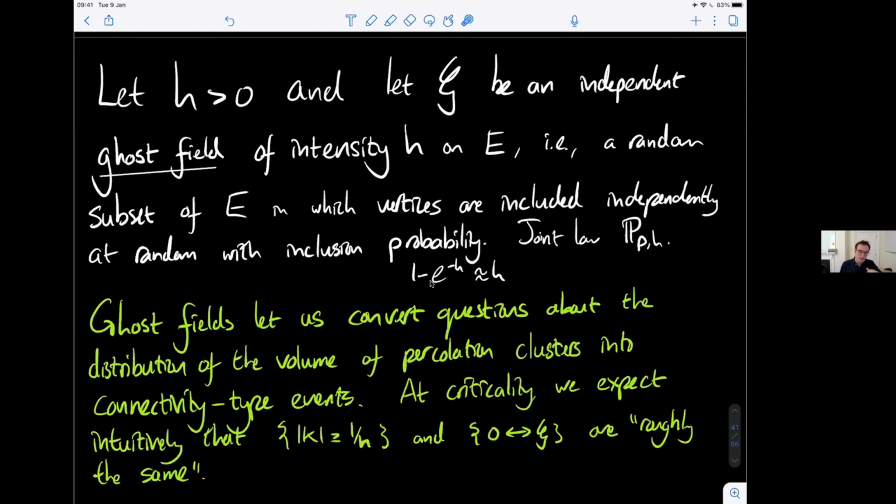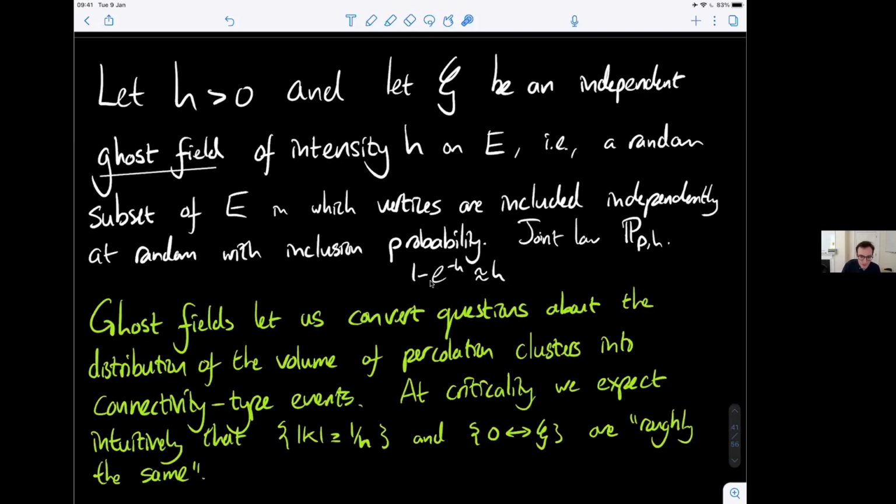Actually, below criticality, that's not true. The easiest way to connect to the ghost field is just to get lucky and be very near the origin of the ghost field. But roughly speaking, at criticality, you expect connecting to the ghost of intensity h should be roughly the same kind of event as having a cluster of size 1 over h. And although this Aizenman-Kesten-Newman stuff is actually applying uniformly for all p, it's only going to be sharp in the critical case, so we can kind of imagine we're in a critical case. That's where very interesting things happen.